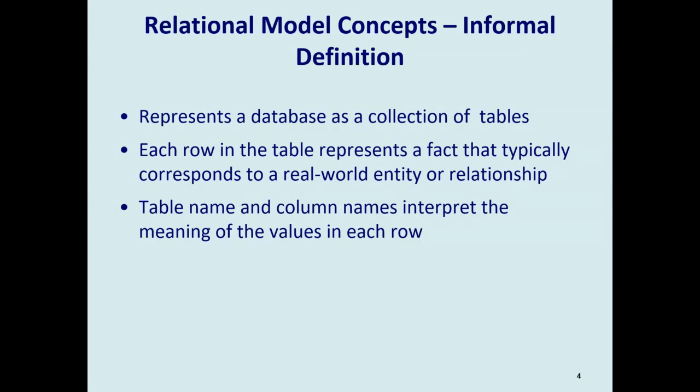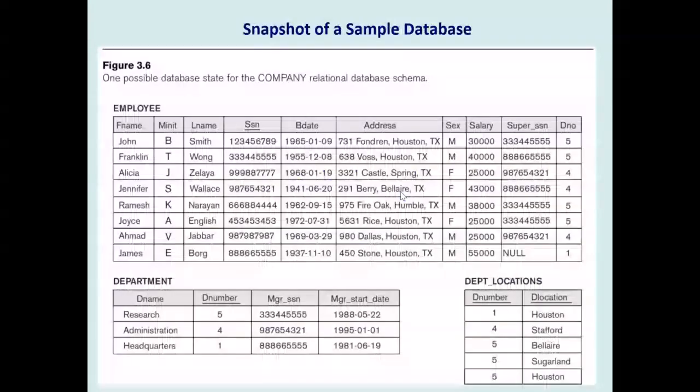And also the table name and the column names interpret the meaning of the values in each row. So if we have very good, easy-to-understand table names and column names, it's very easy for the user to understand what kind of data is stored in the database. So that is the informal definition of the relational data model.